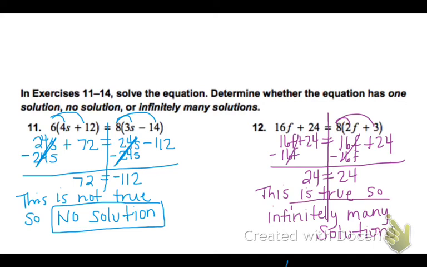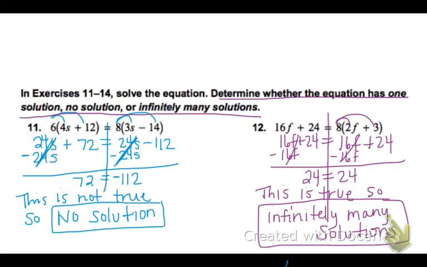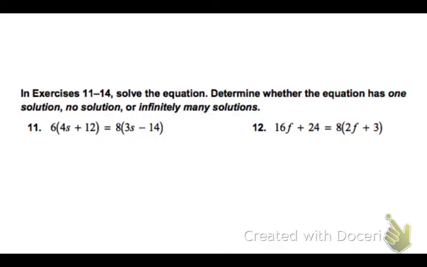Okay? And so then sometimes, pay attention to the directions, because there will be times in the homework where you're just solving them like we did in the first 4 examples of the video. And then there's going to be some where it's going to be asking you if it has one solution, no solution, or infinitely many. Okay? So if you can solve it like we did in the previous 4 examples, then you would say one solution.